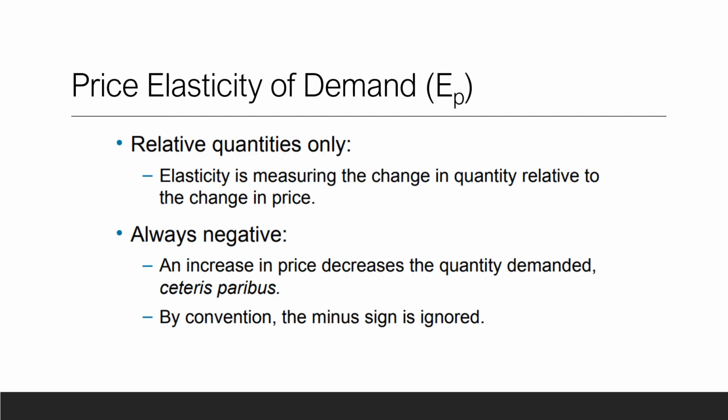So price elasticity of demand uses relative quantities only. Okay, so we use percentage changes. Elasticity is measuring the change in quantity relative to the change in price. So we're not using the actual units. They are relative quantities. And it's always negative. Like I said earlier, an increase in price decreases the quantity demanded, ceteris paribus, holding all things constant. By convention, the minus sign is ignored. So we know it's always a negative relationship between price and quantity demanded.